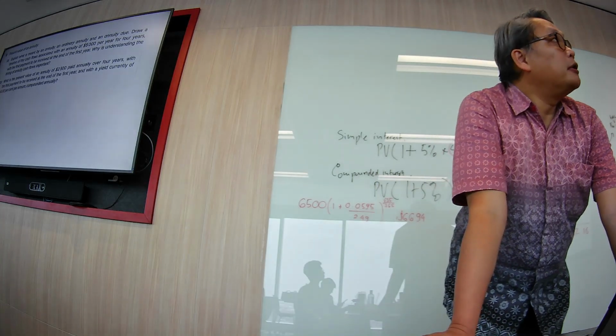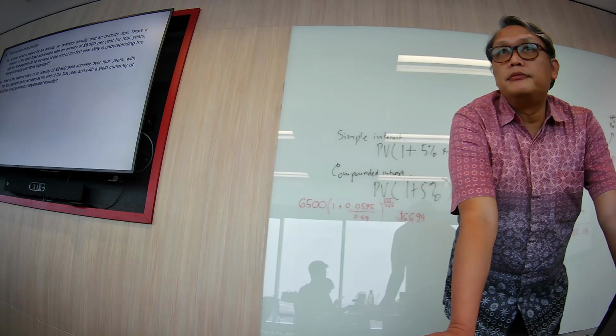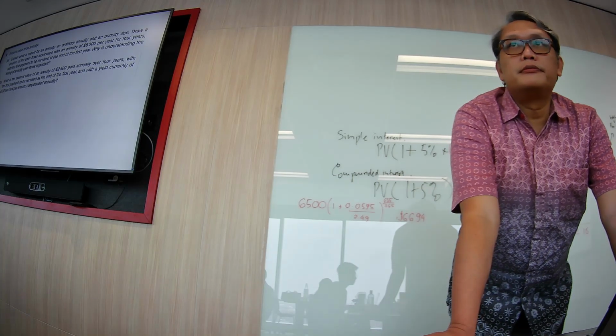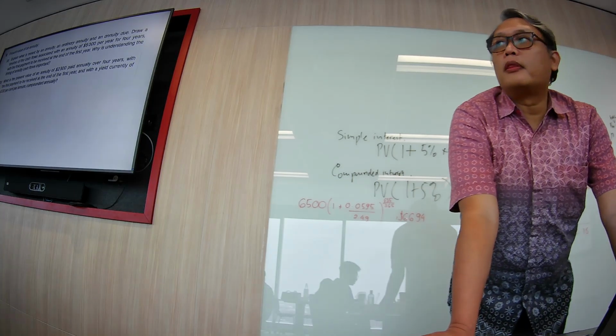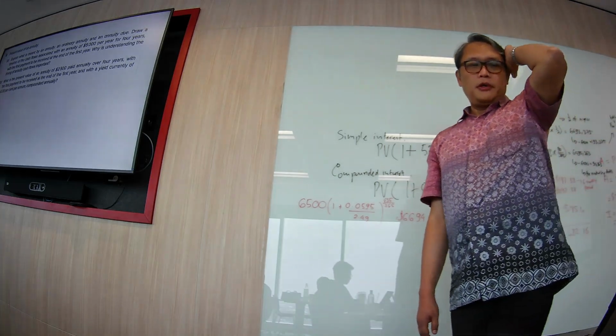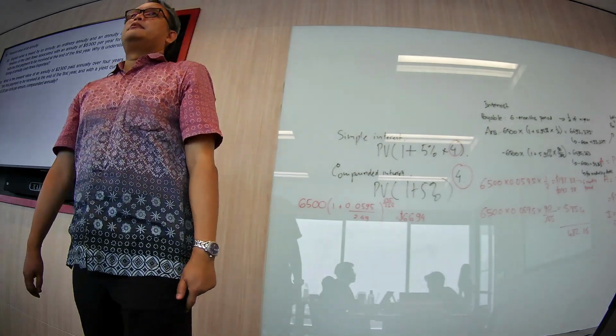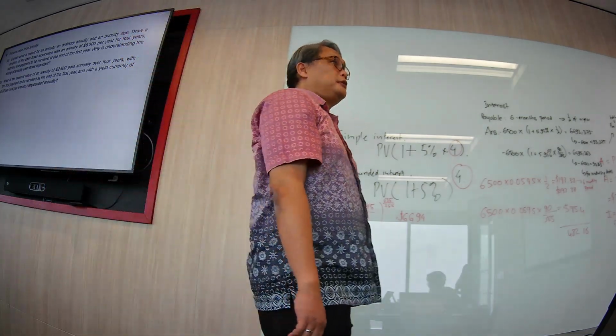Can you draw the schedule for point A? 5,000 per year for 4 years. First payment at the end of the year.